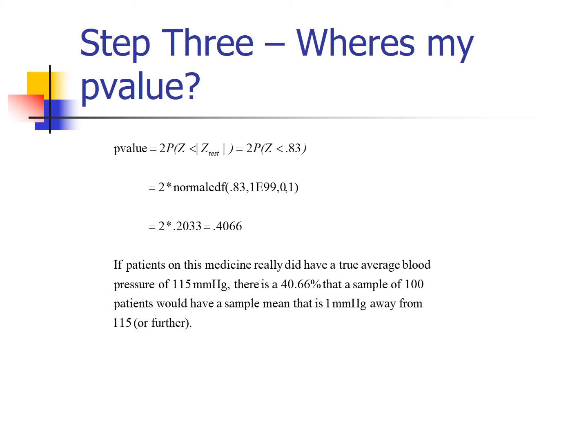Which is basically saying what? It's saying that if patients on this medicine really did have a true average blood pressure, a true mean, mu, of 115, then there's a 40.66% chance, that is, it's not particularly rare or uncommon, that a sample of 100 patients would have a sample mean that's 1 millimeter of mercury away from 115 or further. Right, because remember, the sample mean was 116, and that's of course 1 millimeter away from 115.